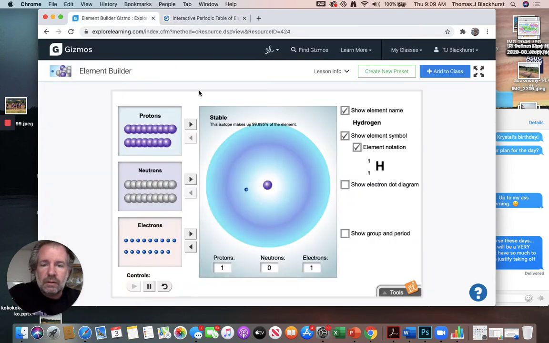Basically, if we go to the gizmo here, this isotope here makes up most of it. But there are some amounts of, so 0.015% of this element has this extra neutron, and they call that deuterium.